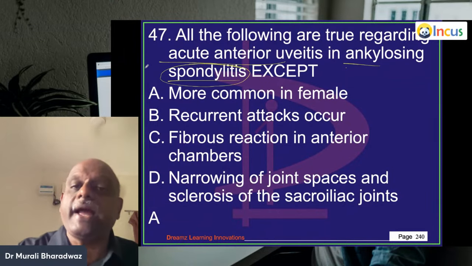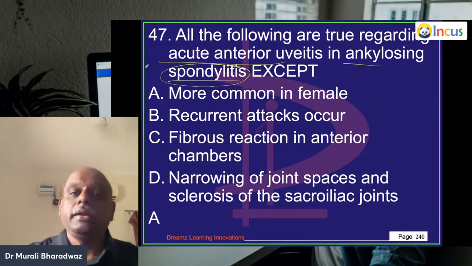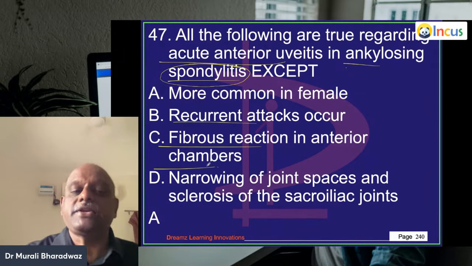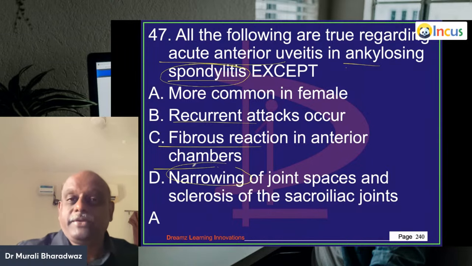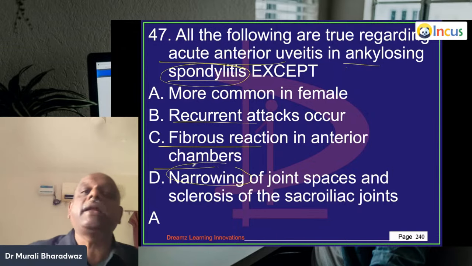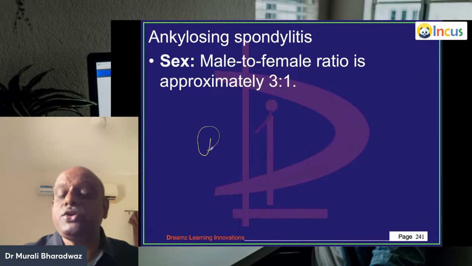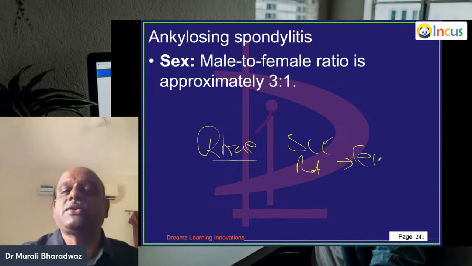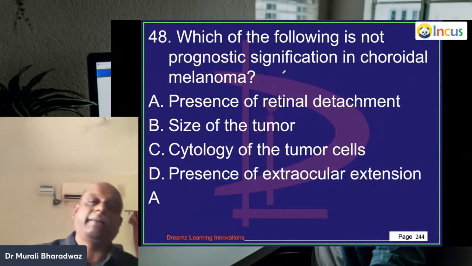Acute anterior uveitis in ankylosing spondylitis. Recurrent attacks occur, and fibrous reaction occurs in the anterior chamber. There is a narrowing of the joint spaces and sclerosis of the sacroiliac joint. Sacroiliitis is the classical feature of ankylosing spondylitis. Generally, all these rheumatological disorders like SLE and rheumatoid arthritis are more common in females. But ankylosing spondylitis is more common in males, is what you need to remember.